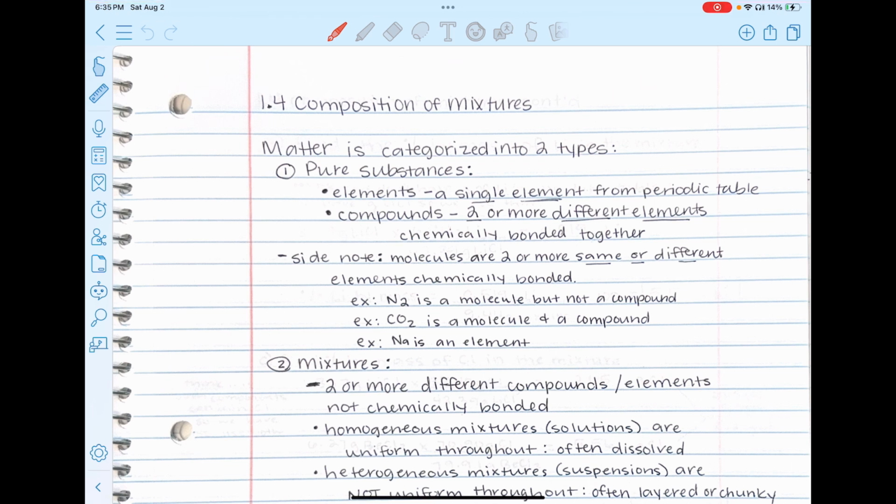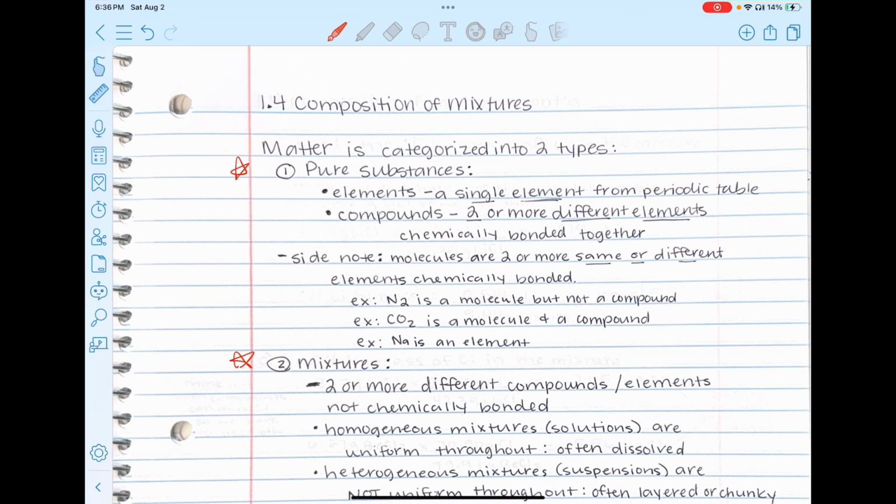So first, a little bit of background on what some of these terms mean. I want to remind you that matter is categorized into two types. There are pure substances and there are mixtures. Okay, so two main categories. Within those two categories, there are subcategories.